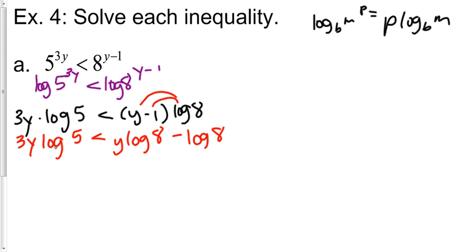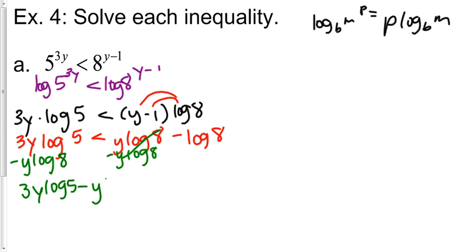Now I need to get the y's on the same side of my problem. So I'm going to subtract y log 8 on each side. I'm doing this to get the y's on the same side of the inequality. So now I have 3y log 5 minus y log 8 is less than negative log 8.